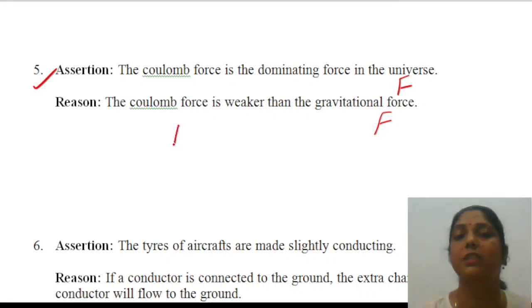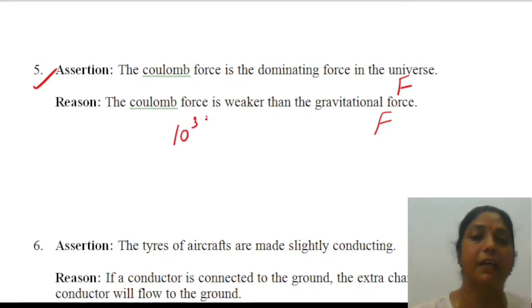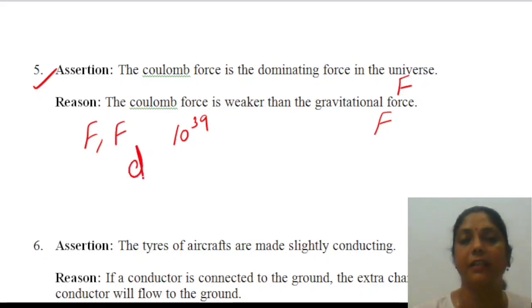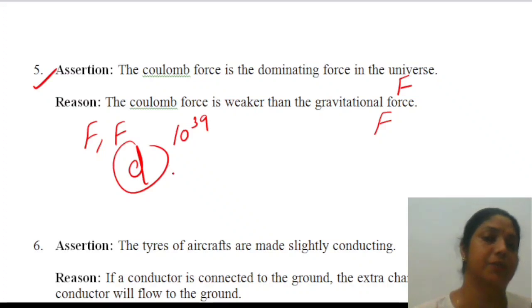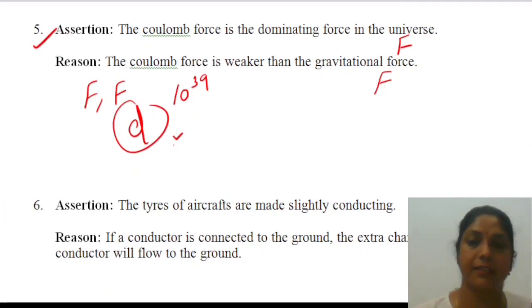How many times stronger? 10 to the power 39 times stronger than gravitational force. So this statement is also false. And if both assertion and reason are false, option number D is correct. Hope it's clear to all of you. If both assertion and reason are false, then option number D is correct, right? Now next, question number 6.